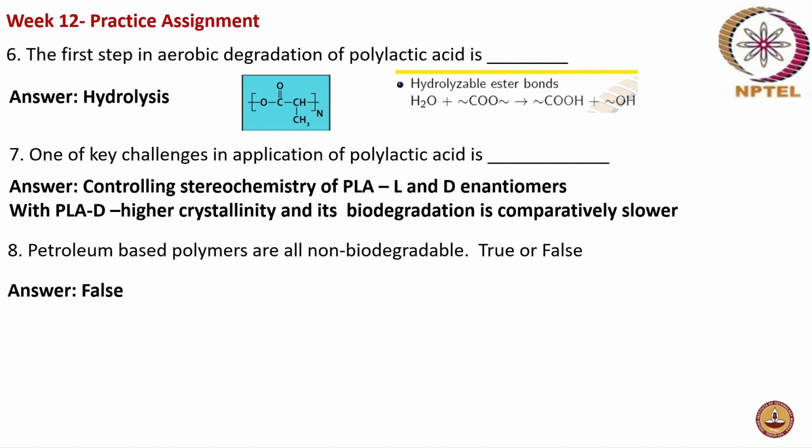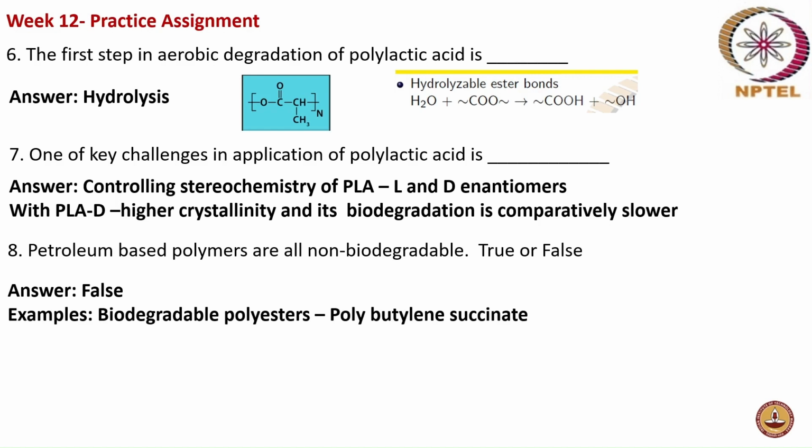The answer is it's false. That means there are polymers from petroleum sources which are biodegradable. For example, biodegradable polyesters, polybutylene succinate, which is actually a biodegradable polyester, which was discussed in the final lecture on biodegradable polyesters. In fact, two polyesters were discussed. One was polybutylene succinate, and one was polybutylene adipate terephthalate, PBAT.